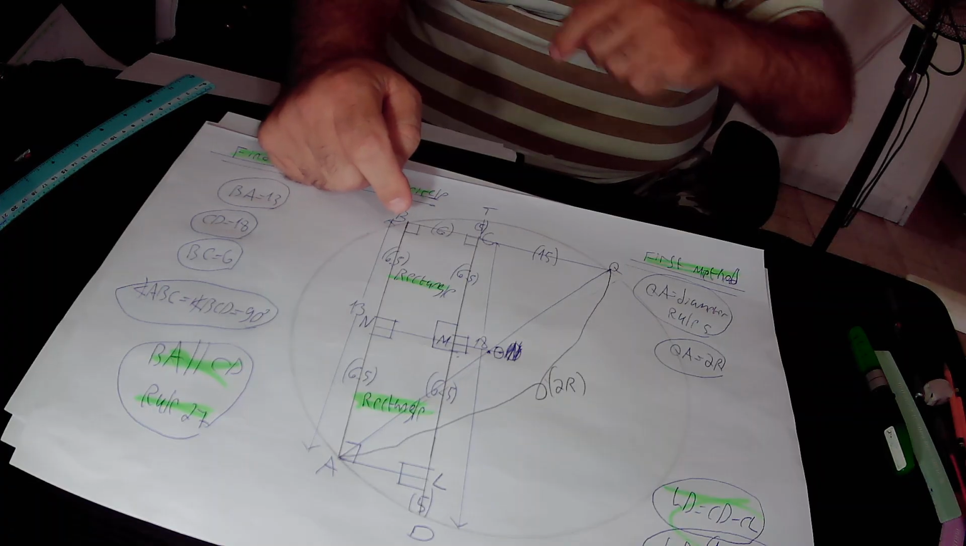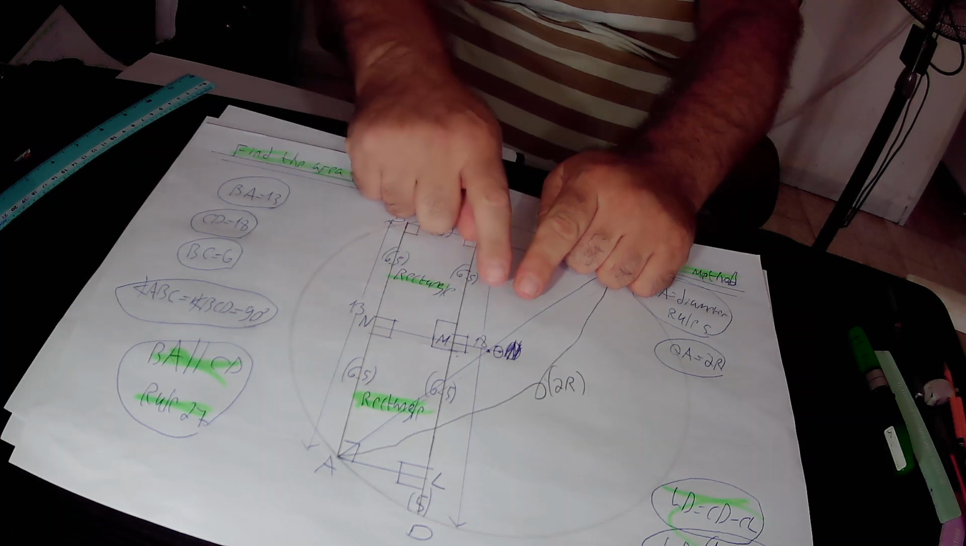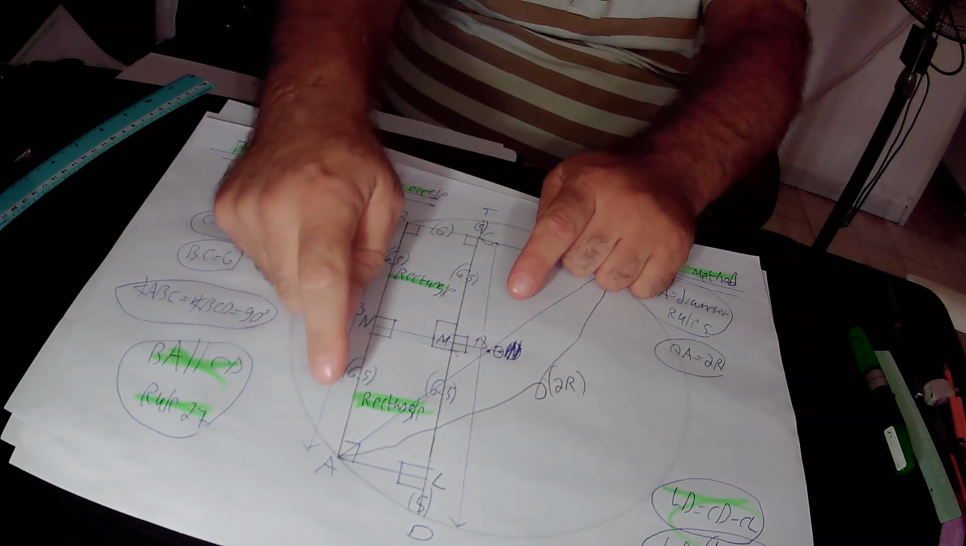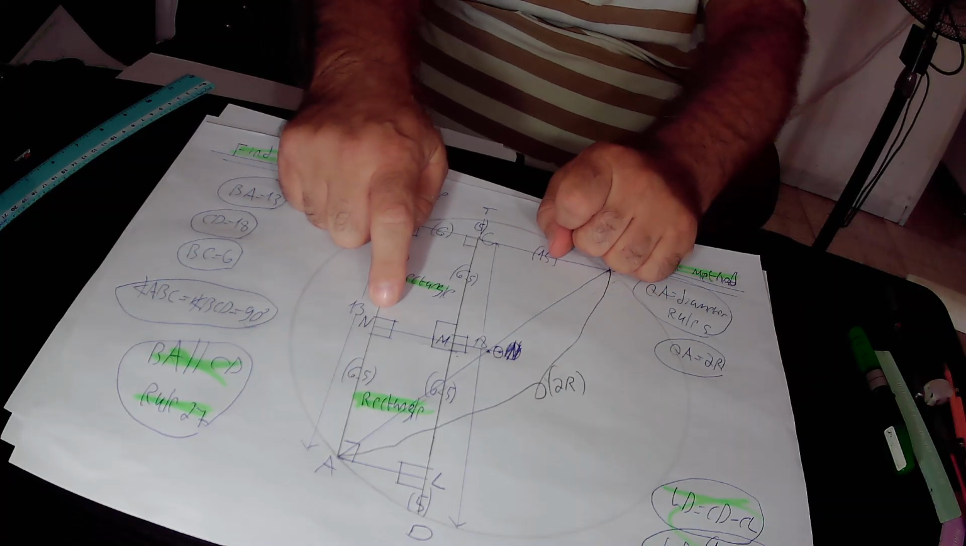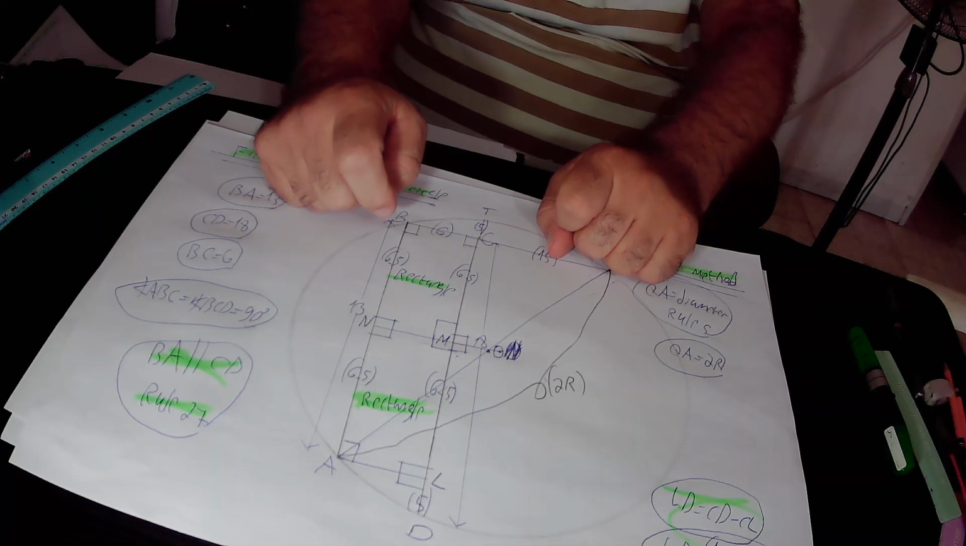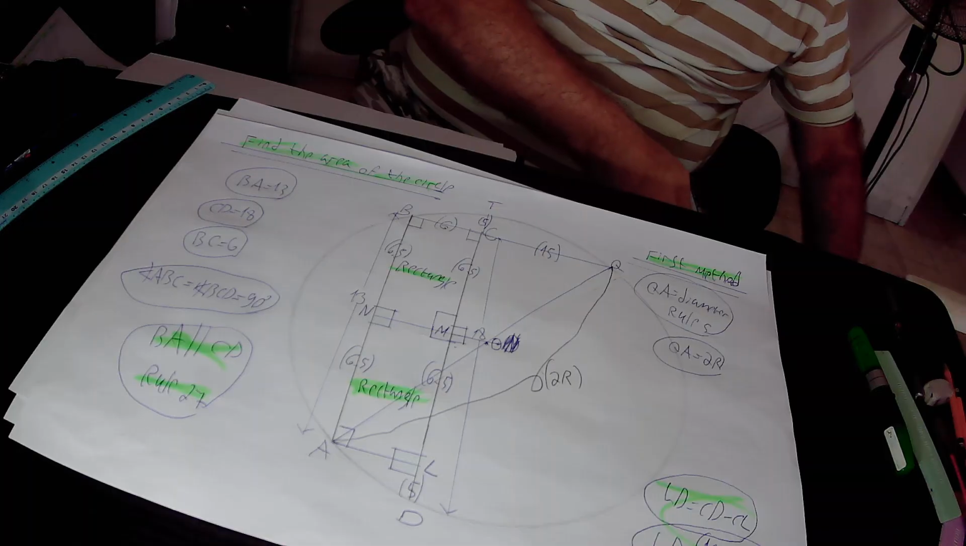Actually, because OM is perpendicular to CD, the extended perpendicular OM must also be perpendicular to chord BA. So this angle equals 90 degrees, and this angle also equals 90 degrees, according to the rule that I mentioned. So here, we can implement Rule 19.